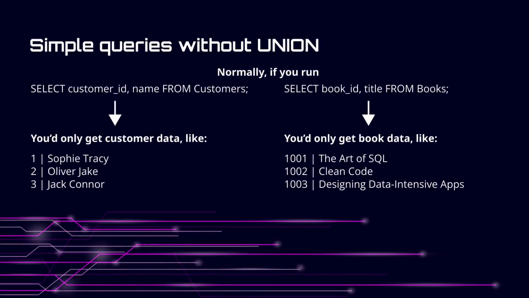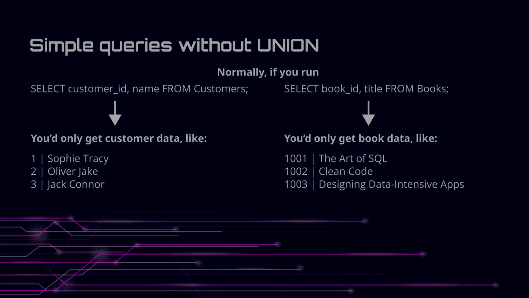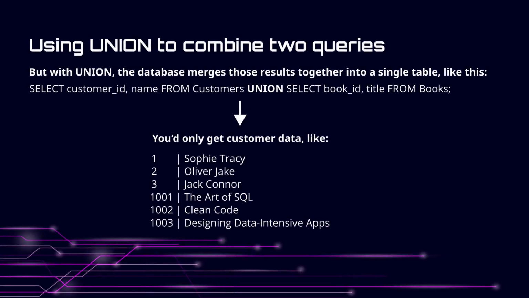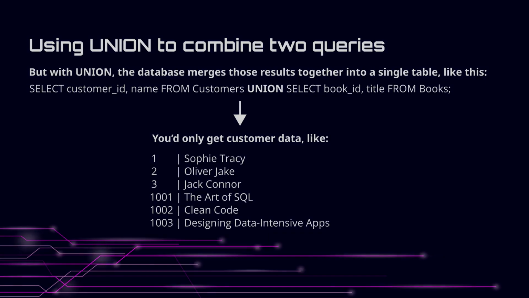Now look at this union query. The first part selects customer ID and name from the customers table. The second part selects book ID and title from the books table. Both select statements return exactly two columns, and the data types in each column are compatible. IDs are numbers and names, or titles, are text. When combined with union, the result will be one list that mixes customers and books together, customer IDs with names and book IDs with titles.